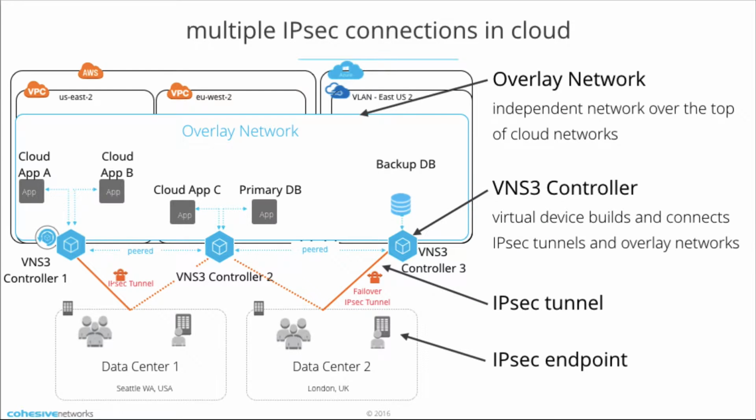Next, putting it all together, this diagram shows an overlay network, or a network over the top of your cloud network. Blue icons are VNS3 controllers. VNS3 controllers enable your IPsec configuration. Red-orange lines are your IPsec tunnels in AWS, connected to AWS. And the two data centers are your IPsec endpoints.